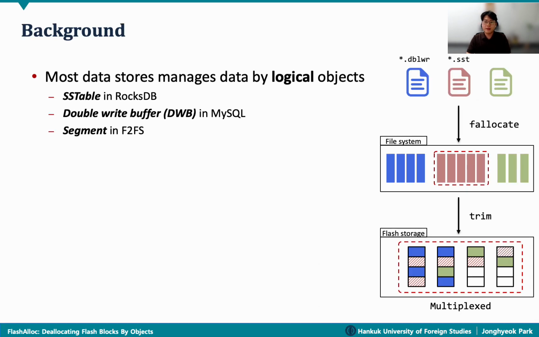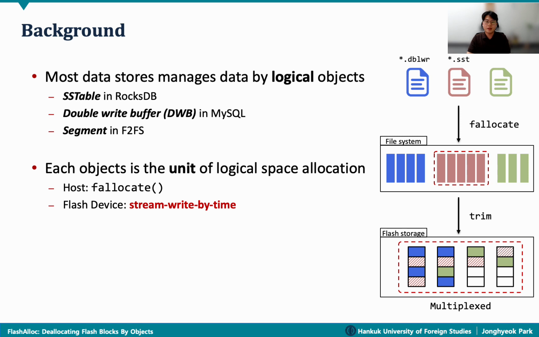So let me start with the background. Most data stores handle data by logical object. For example, SS table in RocksDB, double write buffer in MySQL, and segments in the F2FS file system. The host-side application treats the object as the unit of logical space allocation and clusters data by calling the fallocate system call.